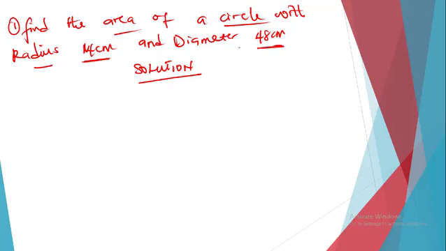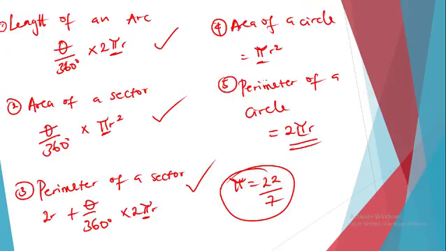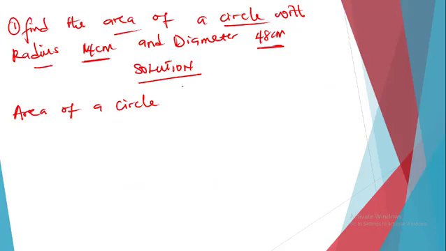Radius is 14 cm and diameter is what? Is 48 cm. We are asked to find what? The area of a circle. And I told us earlier that the area of a circle is what? Is pi r squared. So we have this to be equal to pi r squared. Okay, now our r in this question is what? 14 cm, which is our what? Radius. Is that correct?